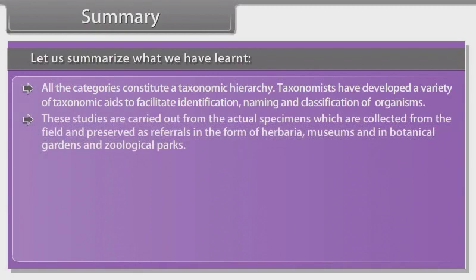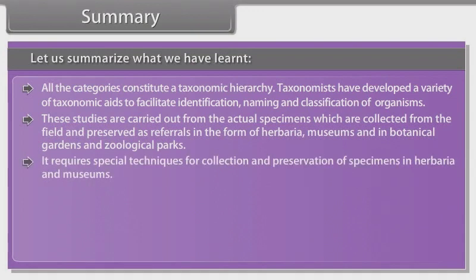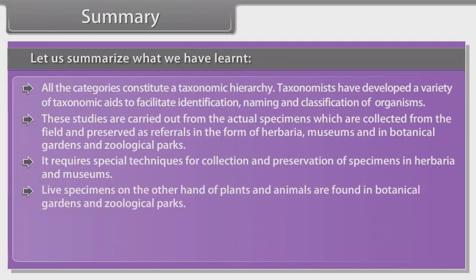These studies are carried out from the actual specimens which are collected from the field and preserved as referrals in the form of herbaria, museums, and in botanical gardens and zoological parks. It requires special techniques for collection and preservation of specimens in herbaria and in museums. Live specimens of plants and animals, on the other hand, are found in botanical gardens and zoological parks.